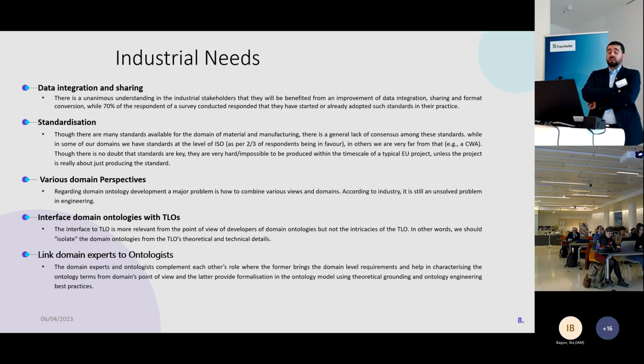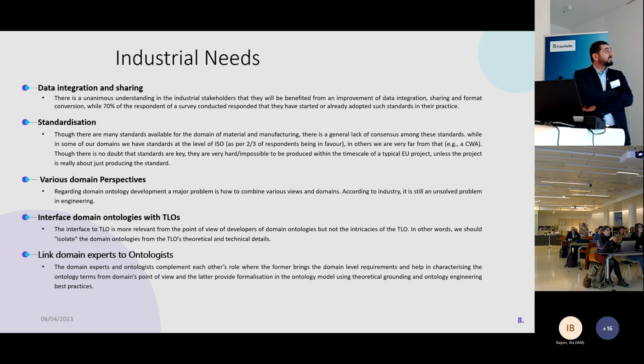As a common need that we collected from the industrials, there is a real need for data integration and sharing. People are convinced that it should be done. But even so, it's complicated for them to accept and to trust. So we are between, let's say, the must and the trust.